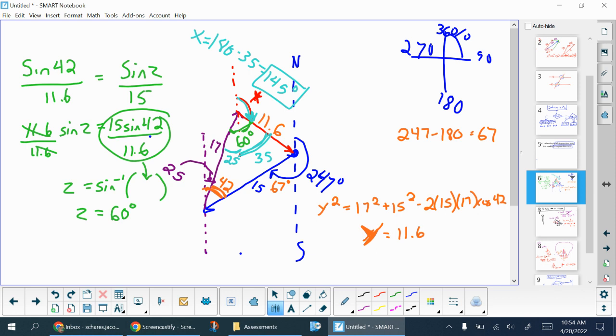And I find it helpful to draw in dashed north-south lines. Since we're always measuring off of north, I know those lines are where I'm measuring my angles off of. That's where I want to start.